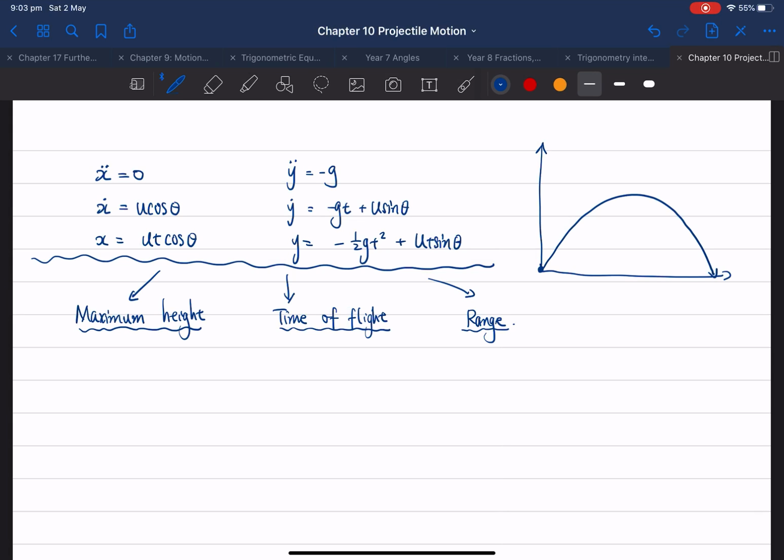So what is the maximum height? Well, the maximum height is the distance here, so how high the object can reach. That is the maximum height.